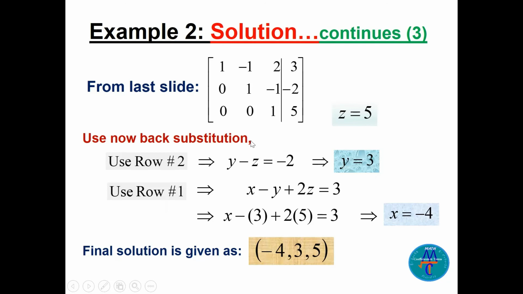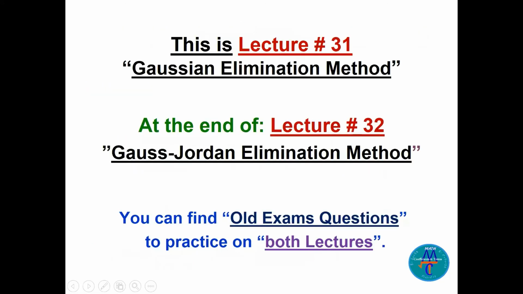Now I take row 1. What is row 1? x minus y plus 2z is equal to 3. So I put y there, I put z there. So it will be x minus 3 plus 2 times the 5 is equal to 3. So x will be minus 4. Now let's write the final solution. The first number is the x, minus 4, y will be 3, and 5 is the z. That's the solution of the system.